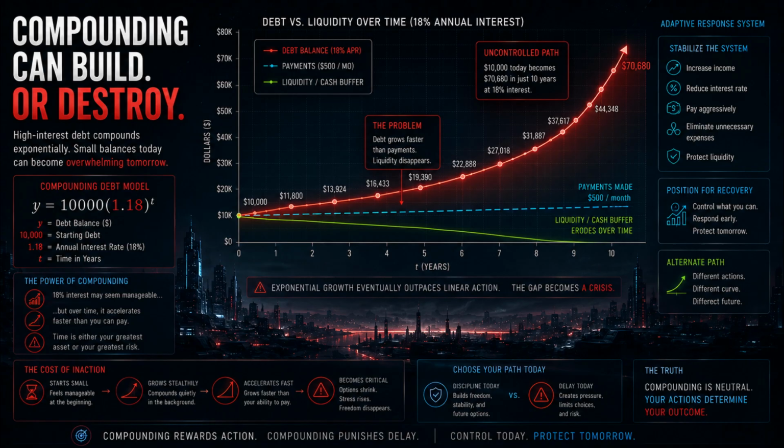Now we arrive at one of the most dangerous forecasting variables, debt. Debt can compound pressure through time, especially high interest debt, revolving debt, variable rate debt, unpaid balances, and structurally leveraged systems. A compounding debt trajectory might look like this. Y equals 10,000 times 1.18 to the exponent t. Here, the starting debt balance is $10,000. The growth rate is 18% per year, and t represents time in years.